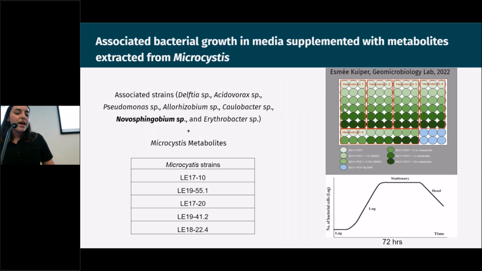But then we also had a variation of the concentration of metabolite. So we would have 1/10 of the metabolites found in the spent media, or that Microcystis was secreting to the media, then the same concentration that was found in the spent media, and then 10 times the concentration of those metabolites. Once we have those set up, we can then generate growth curves and see specifically how the growth of these different bacteria occurs in the presence of Microcystis metabolites.